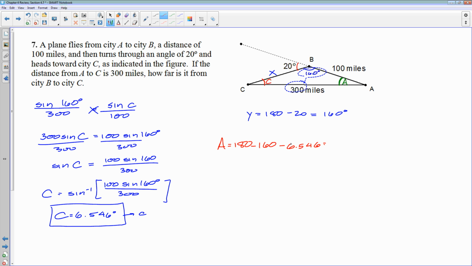And I got 13.454 degrees. So there's my angle A. And I will store that in my calculator for A.